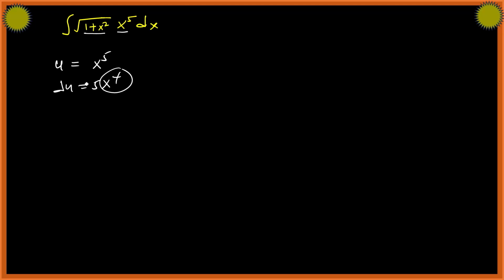So if I choose the one under the root sign as 1 plus x squared, now we can adjust the x to the power 5. Yeah, so we can adjust this one and do the substitution. I think that one will work.